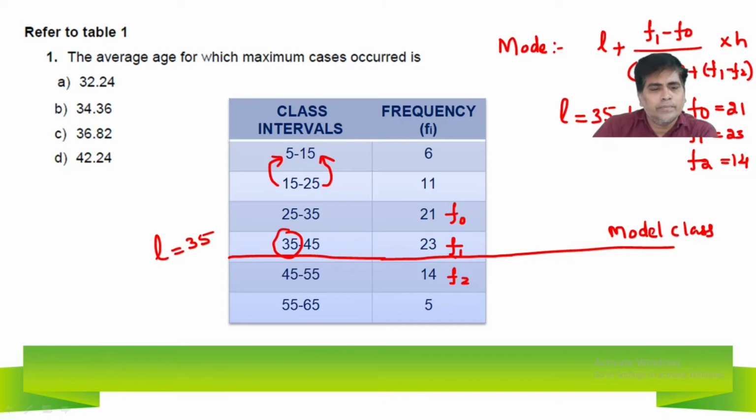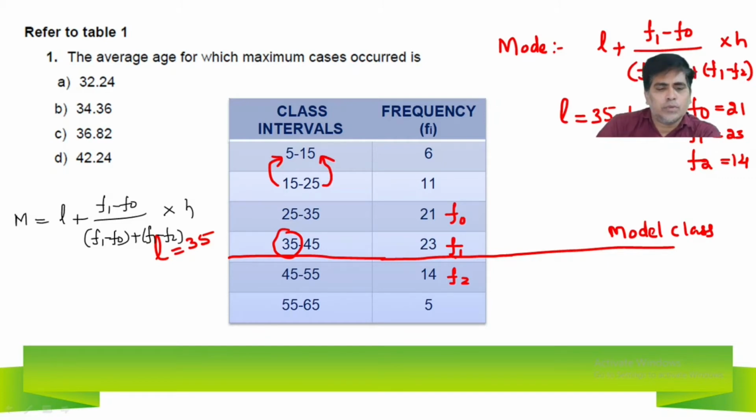So the mode is equal to L plus F1 minus F0 by F1 minus F0 plus F1 minus F2, into H. Substitute the values, you will get the answer. So 35 plus F1 minus F0. What is the difference between these two? F1 minus F0, the difference is 2. So I can write directly here, it is 2.